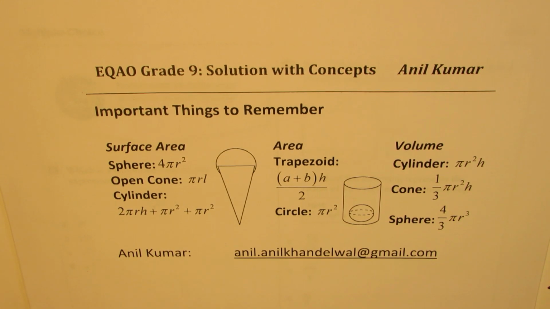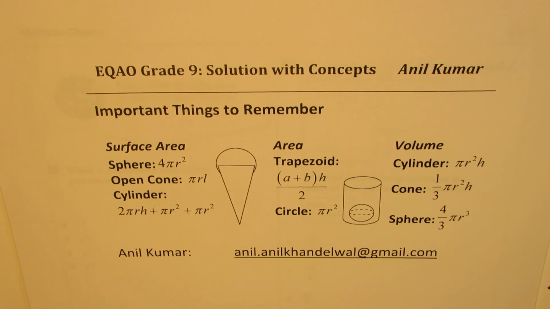So you should know the surface area of different types of shapes like sphere, cone, cylinder, right? Area of two-dimensional figures like trapezoid and circle, and volumes for cylinder, cone and sphere. That is kind of a must, right? Basic formulas for line and all those things you know about. But these are the formulas which you might have forgotten, so it's a good time to review them.